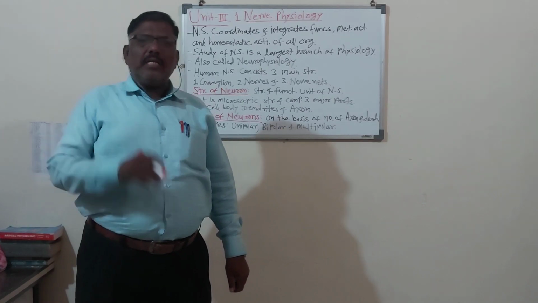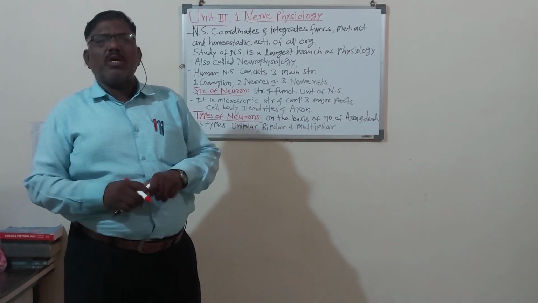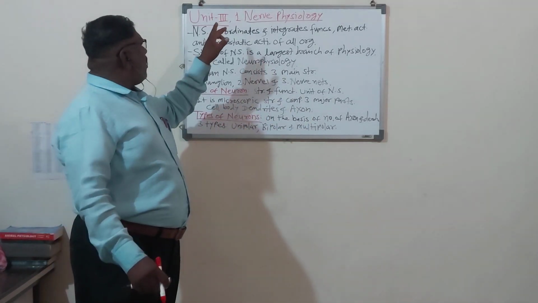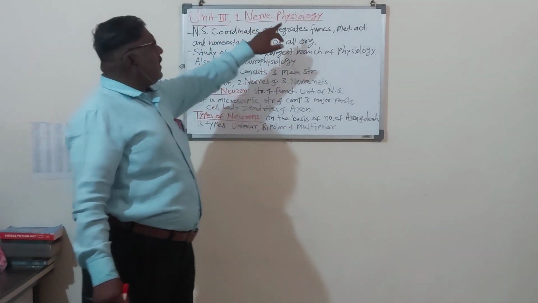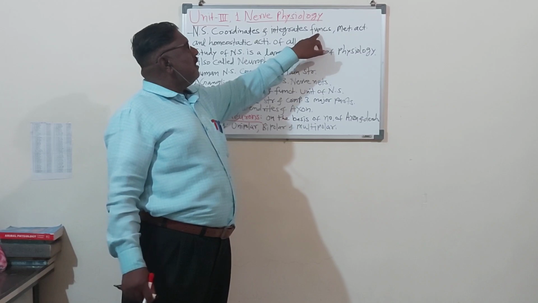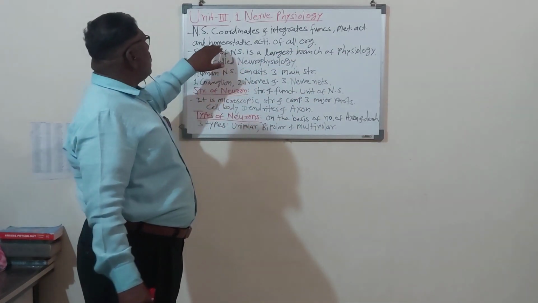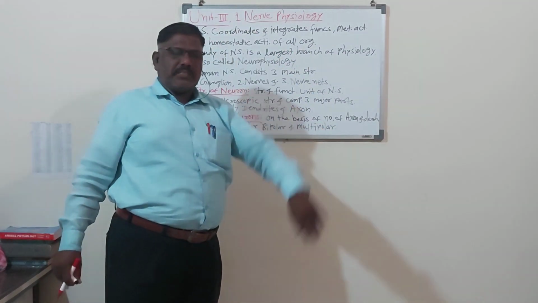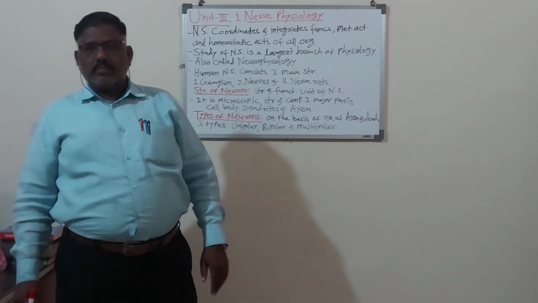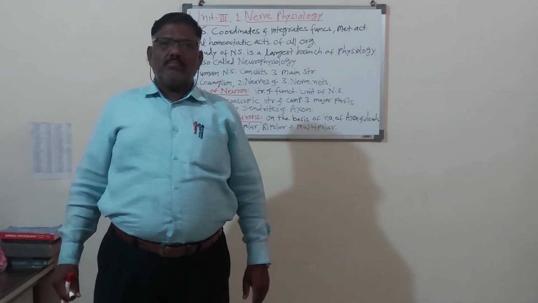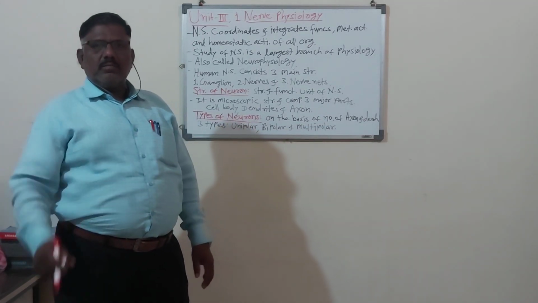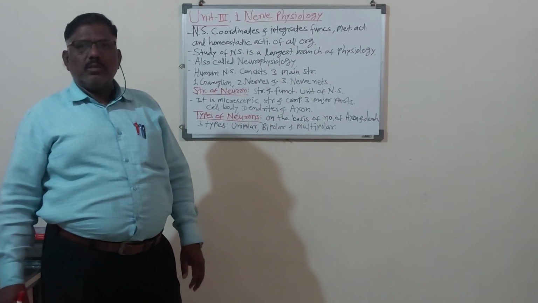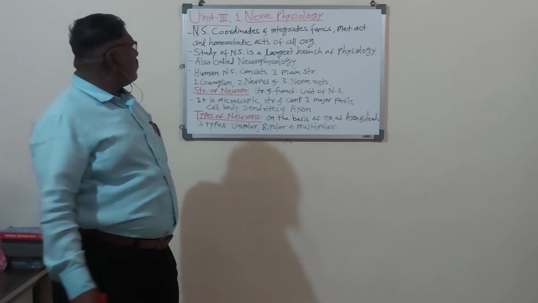I will again repeat, what do you mean by nerve physiology? Nerve physiology means the nerve system coordinates and integrates functions, metabolic activities and homeostatic activities of all organs. Try to understand. This is the definition. Short ideas about the introduction of this chapter.